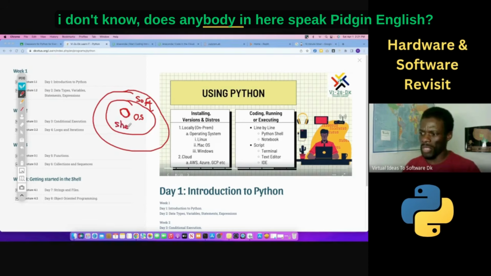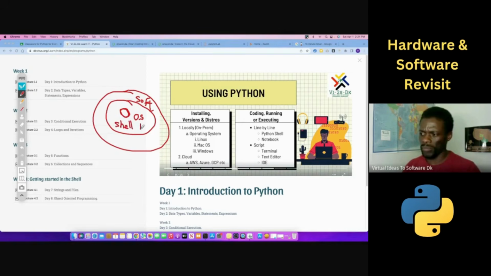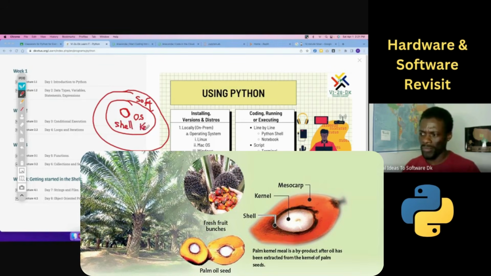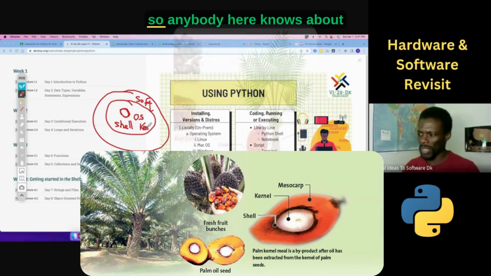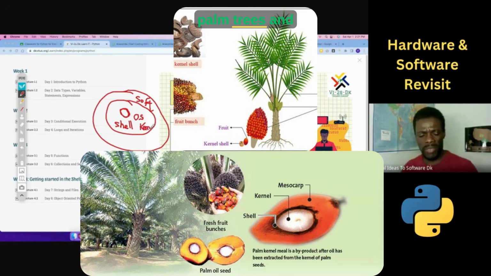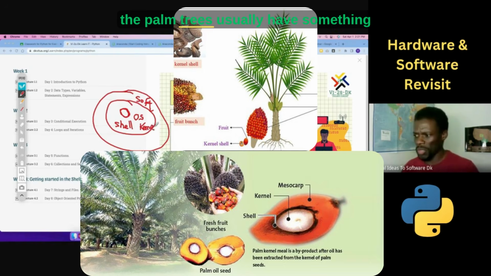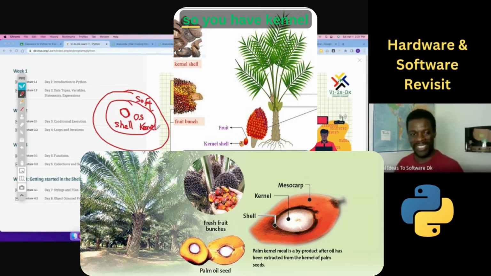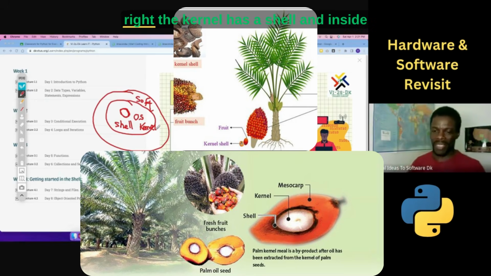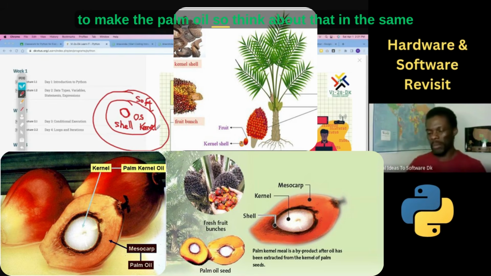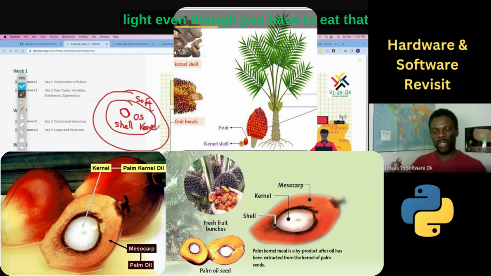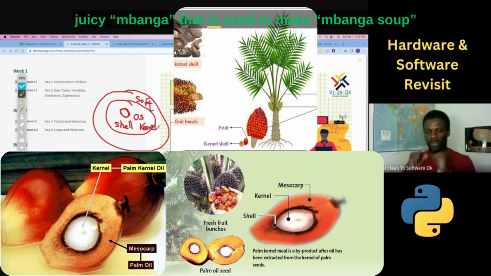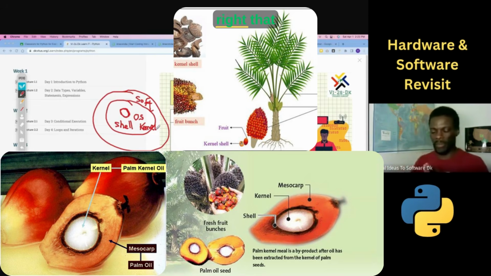I don't know, does anybody in here speak Pidgin English? Okay, so anybody here knows about palm trees? And the palm trees usually have something that is known in Pidgin as banga. Maybe so. So you have kernel, right? The kernel has a shell, and inside you have that wonderful stuff that is what is used to make the palm oil. So think about that in the same light. Even though you have to eat that juicy banga that is used to make banga soup, right?